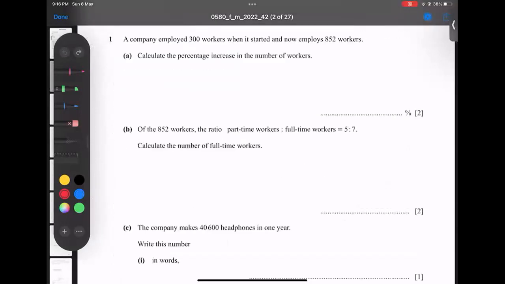First question we have here: a company employed 300 workers when it started, and a new employee count of 852 workers, what is the percentage increase? So naturally we have 300, and this is called the original. And original we always take as 100%. So I have two techniques. I write percentage and workers, and 300 workers I will take as 100% because it is full.